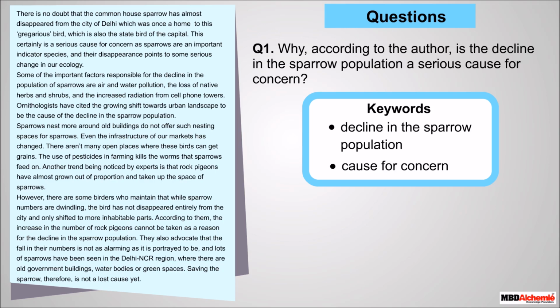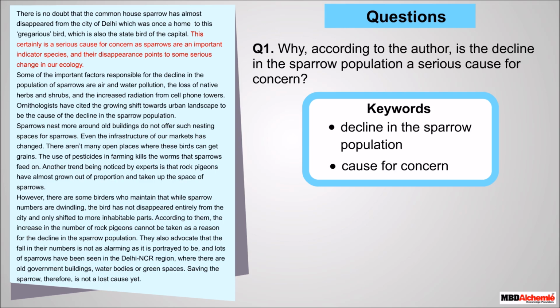Look at this sentence, for example. This certainly is a serious cause for concern, as the sparrows are an important indicator species and their disappearance points to some serious change in our ecology. Here we find the keywords serious cause for concern. This is a why question, so we also look for cause words like because, due to, as, since, on account of, for this reason, etc.